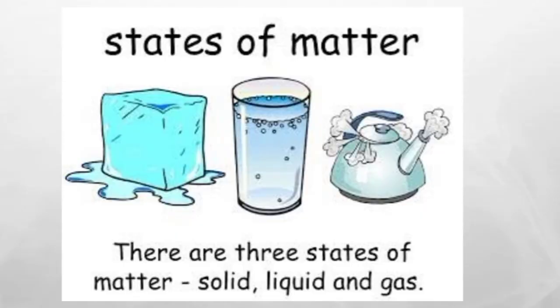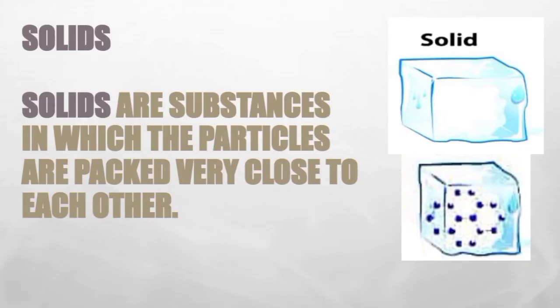And there are three states of matter: solid, liquid and gases. The first state of matter is solid. Solids are substances in which the particles are packed very close to each other, and solids are usually hard and have a fixed shape. A pencil, book, chair and marble are examples of solids.